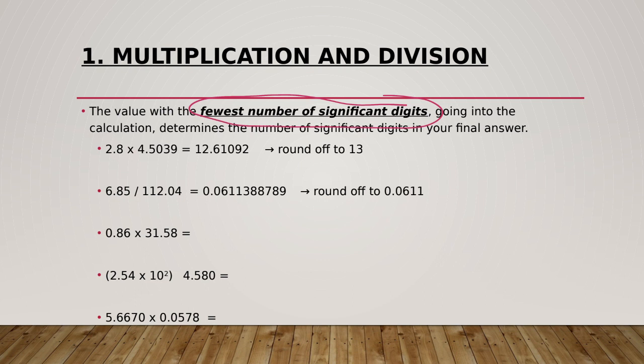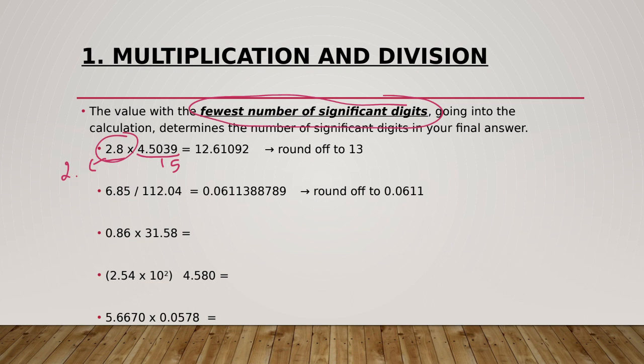And I just want to point out that rounding to 2 decimal places is not a good way to round answers. You have to round to significant figures. So let's look at this first example. I have a value of 2.8, which has 2 sig figs. And then I have a value of 4.5039, which has 5 sig figs, which is great. But I cannot give an answer that is more precise than the least precise value that I have.